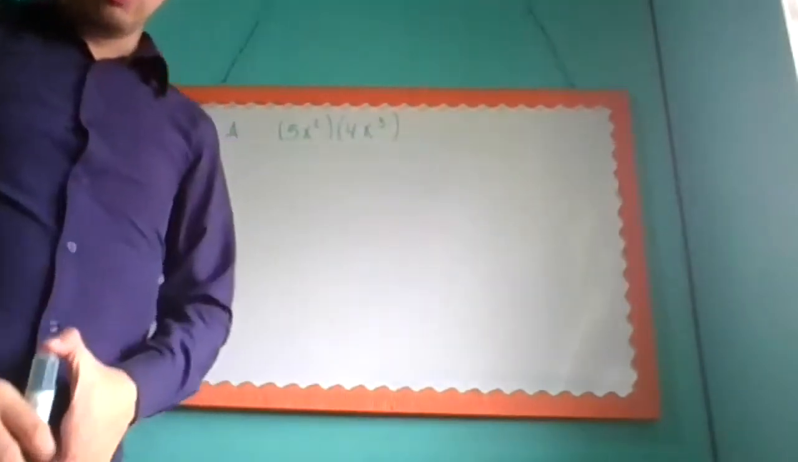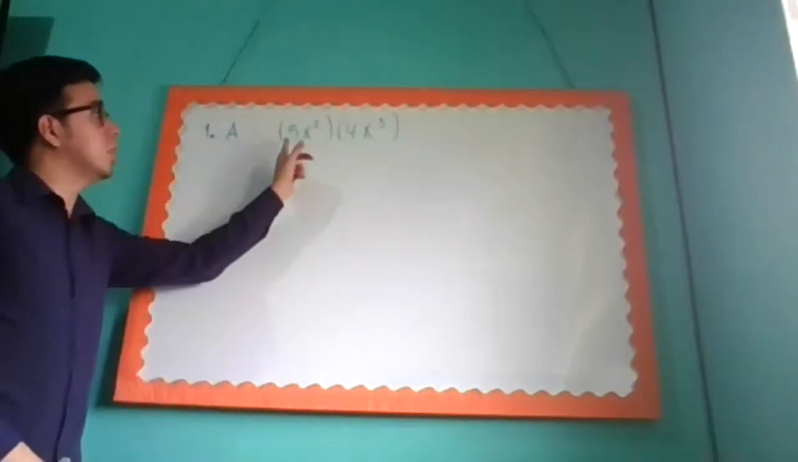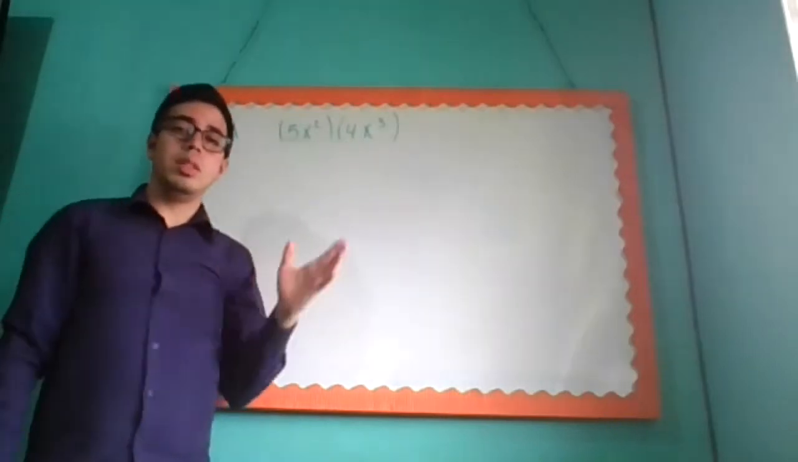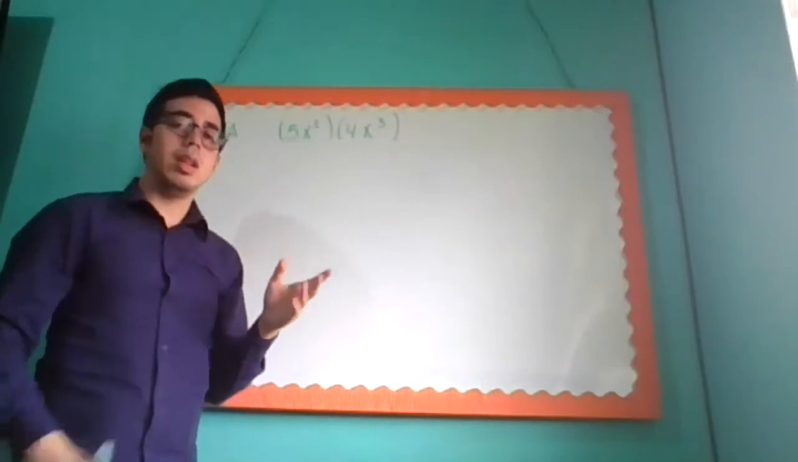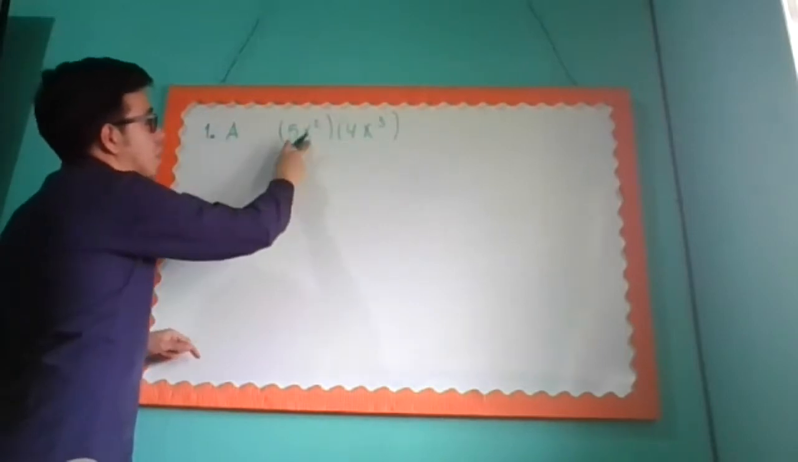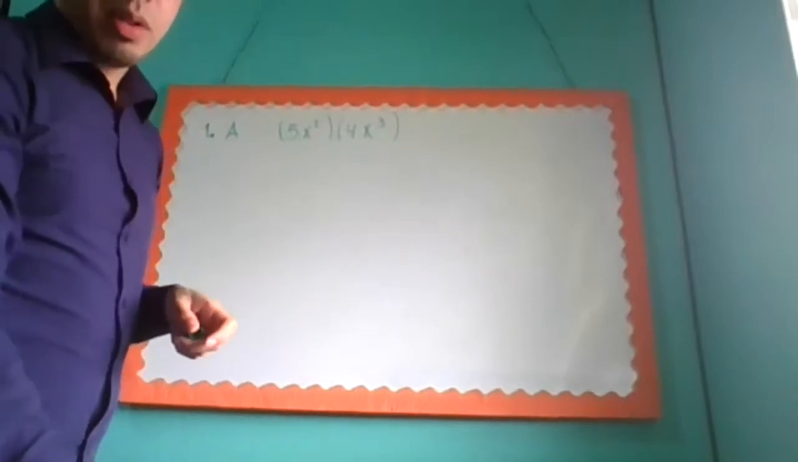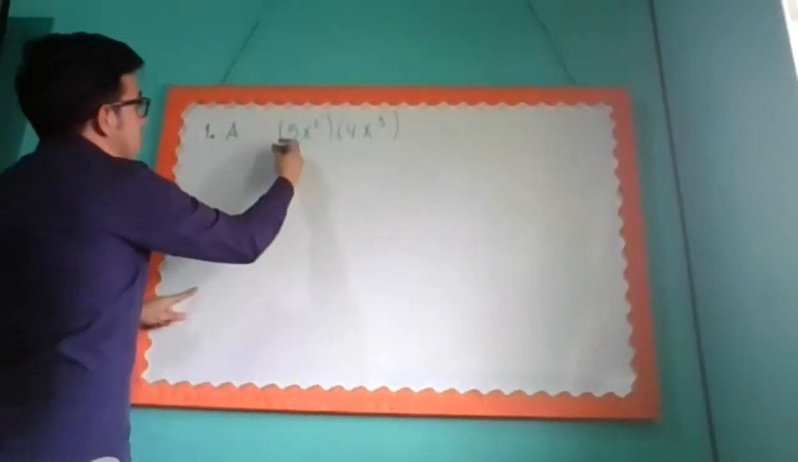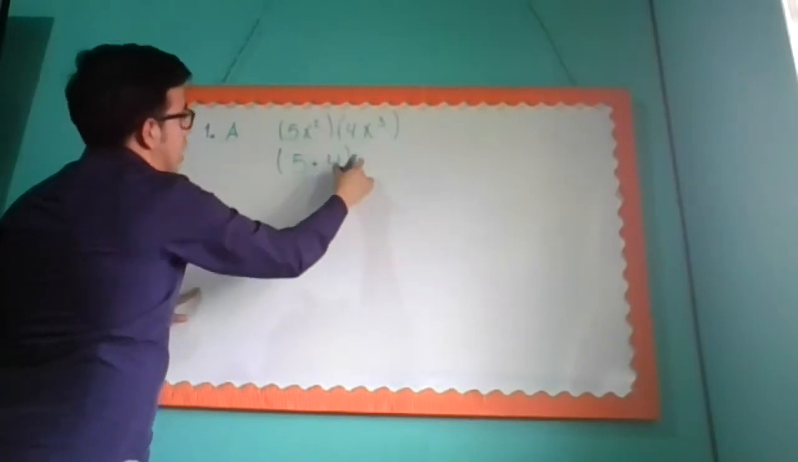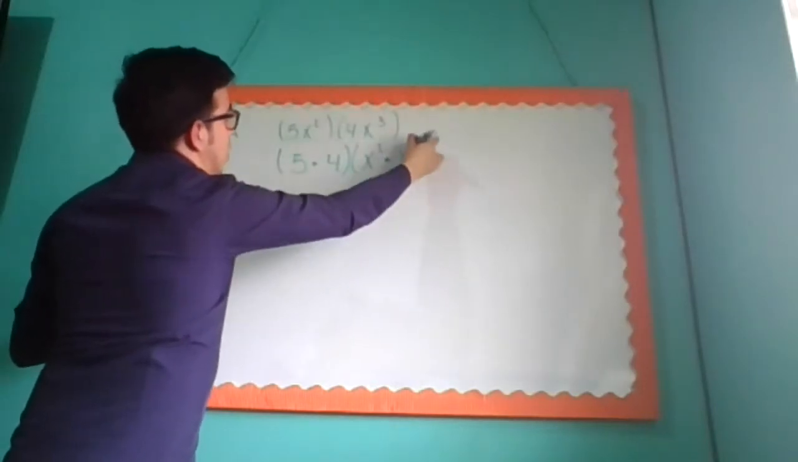Then how are you going to multiply this? When you multiply, you need to multiply the numbers by the numbers, and you are going to work the multiplication of the variables apart. So 5 times 4, and later x to the power of 2 times x to the power of 3. I'm going to copy it like it appears in the book, so you have 5 times 4, and x to the power of 2 times x to the power of 3.